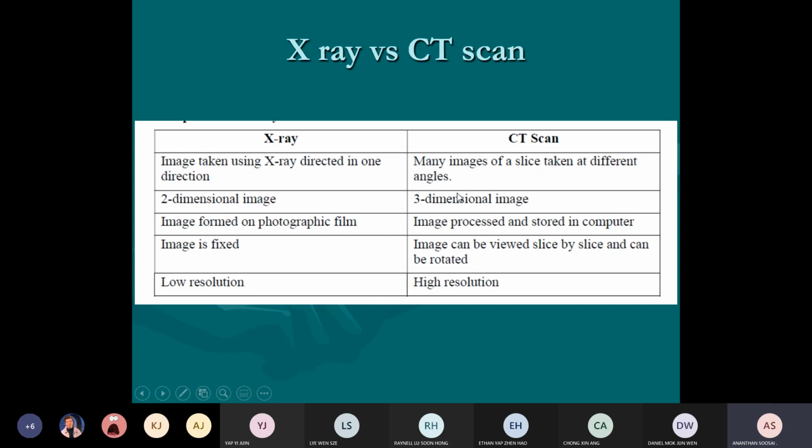Okay. The X-ray image is fixed. With a CT scan, the image can be viewed slice by slice and can be rotated for a 3D view. X-ray, of course, has low resolution. CT scan can go for high resolution. So these are the facts you have to remember, the difference between X-ray and CT scan.